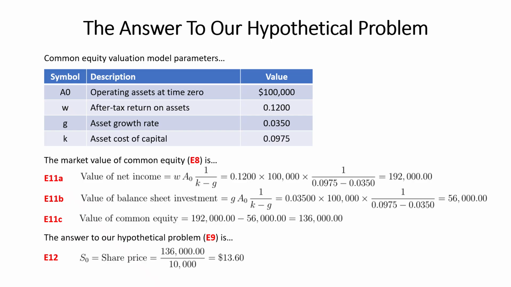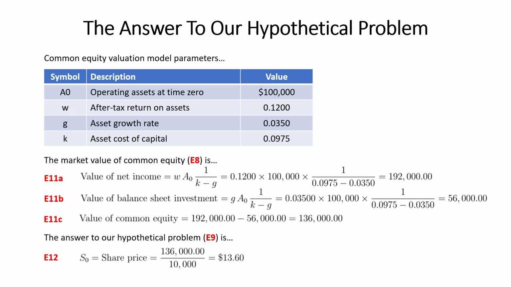But that's not going to be the case, because in order to get a stream of income that grows, we're going to have to invest in our balance sheet. If our revenues grow such that net income grows, then the balance sheet will grow too. So part of the earnings from the company, net income wise, will have to be plowed back into the company. So that's what we're doing in 11B. We're taking the G part of that equation, which is we can take 11A and just substitute G in for W. And what we're going to come out with is the value of the balance sheet investment is 56,000.